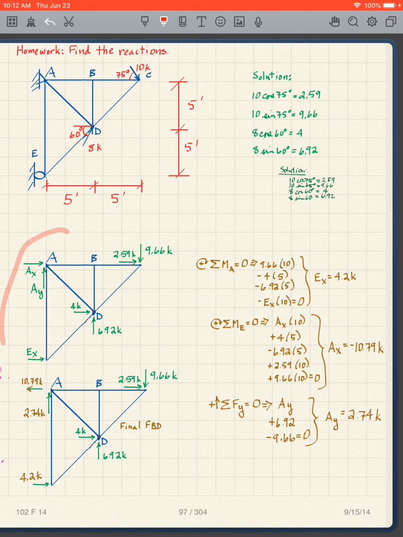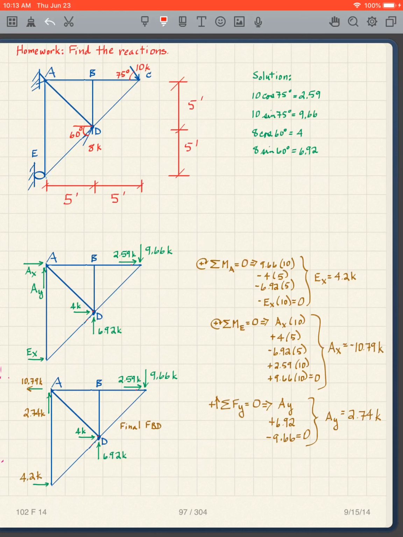So I'm now going to work from this free body diagram. I have a pin at A, so I have an AY and an AX. I have a roller at E, and of course that roller is horizontal, or I have a horizontal force there because of the way the roller is set. And so we have our equations. I'm going to take the sum of the moments about A equals 0.